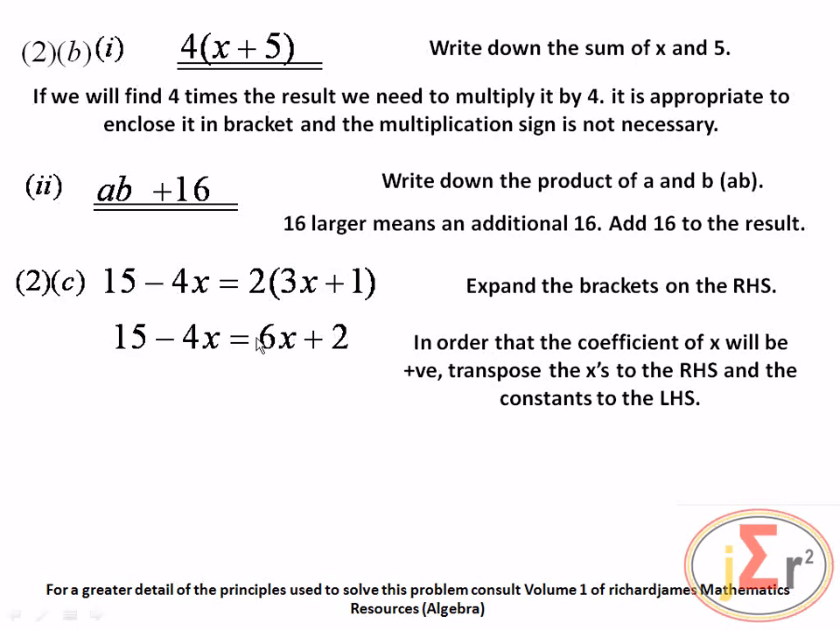So if we transpose this 6x to this side, the x's will turn out to be negative. It is not impossible to solve the equation with that, because we have done extensive work with positive and negative numbers in Volume 1 of Richard James Mathematics Resources, which is algebra. So we are not fearful of manipulating negatives, but if we can avoid them, we will just do that. So we will transpose this -4 to the right hand side, and of course this constant value will be transposed to the left hand side. So there we have 13 is equal to 10x.